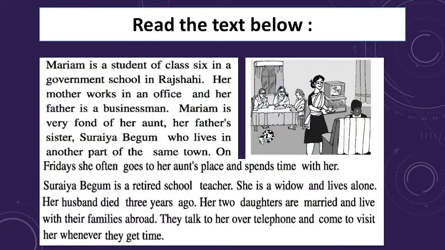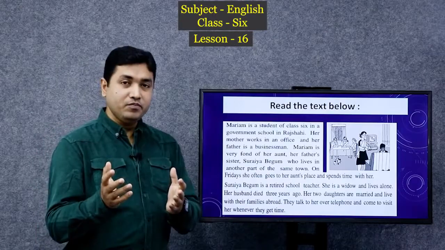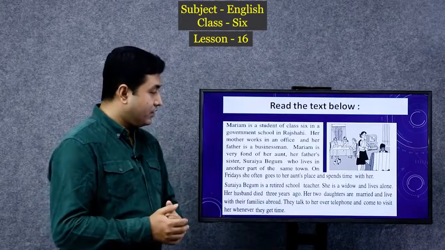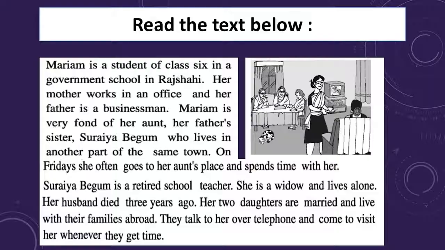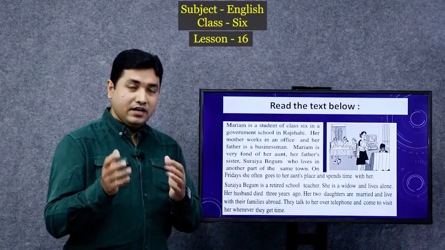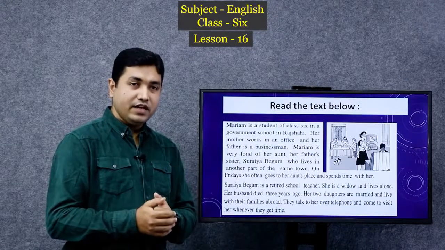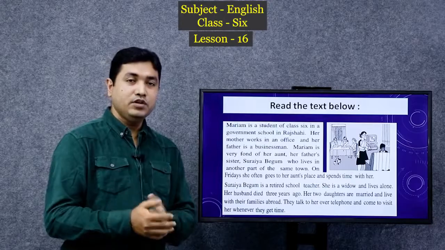So, from this text, you can see that Moriam is a student of class 6 of a government school in Rajshahi. Her mother works in an office and her father is a businessman. And she is very fond of her father's only sister, Suraya Begum, who lives alone in another part of the same town. Suraya Begum is a retired school teacher. She is a widow and lives alone. Her husband died 3 years ago. She has 2 daughters. Both of them are married and they live abroad. Her daughters talk to her over telephone, and whenever they get time, they come to visit her.